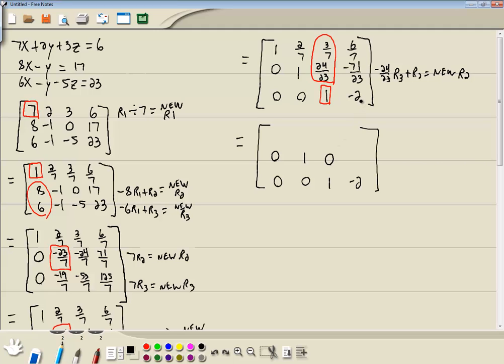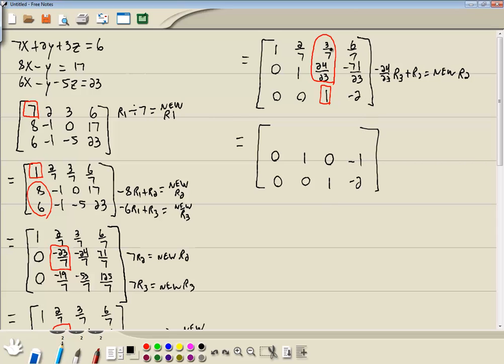Negative 24 over 23 times negative 2 plus negative 71 over 23, I have no clue. Let's see. Negative 24 divided by 23 times negative 2, and then add negative 71 divided by 23. Now let me double check myself here. It's getting kind of complex for entering in the calculator. Oh, that's nice. Gives us negative 1.